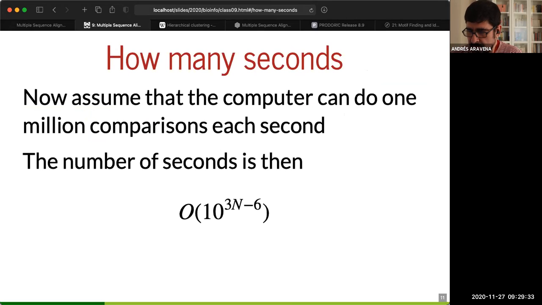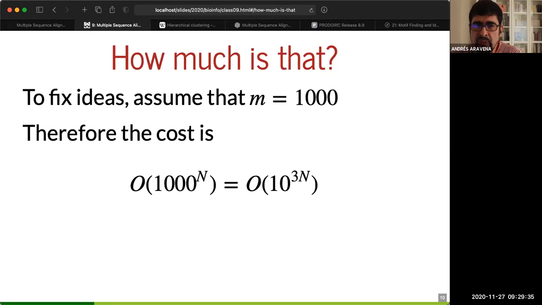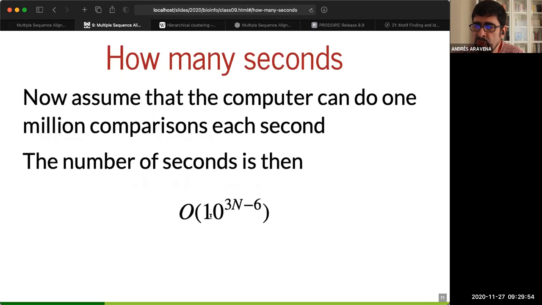So this is the number of comparisons, the number of cells that you have to fill, the number of times that you have to call the score function. That is essentially the number of times that you have to calculate the score. And the number of times you have to calculate the score is 10 to the power of 3n, but you can do 1 million of these every second. So the number of seconds is 10 to the power of 3n minus 6. Okay? Why do we include 6 in the cost?